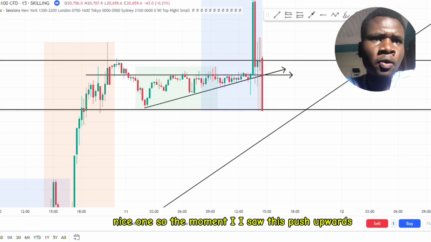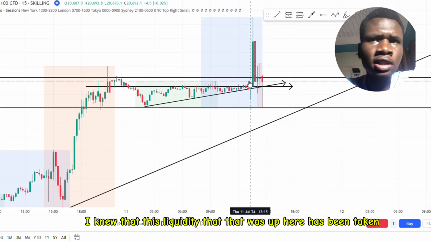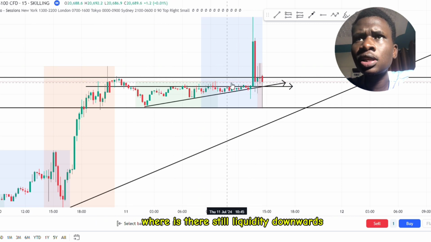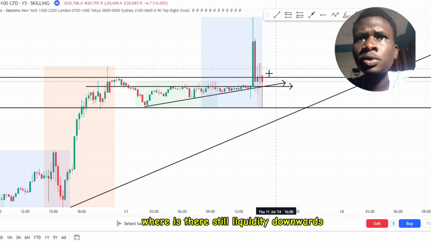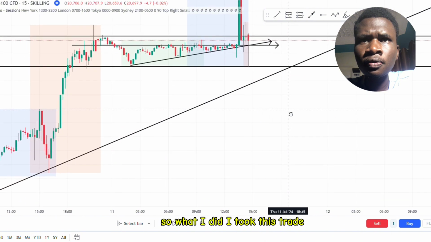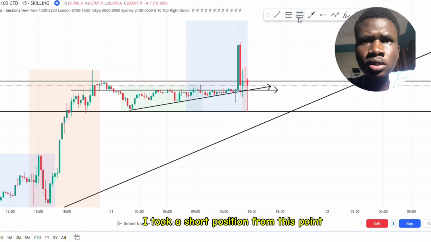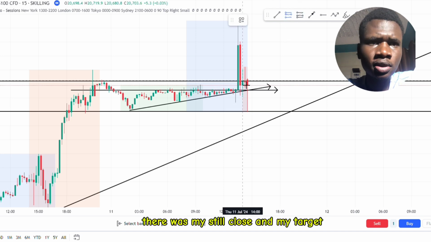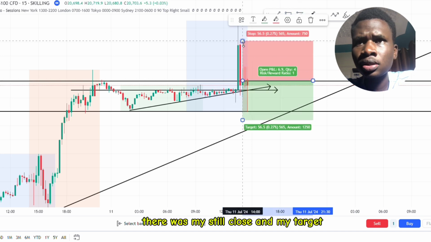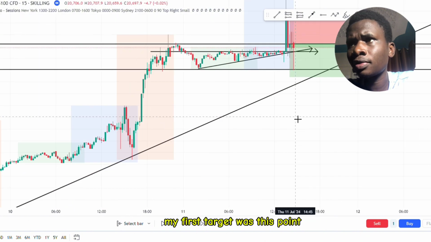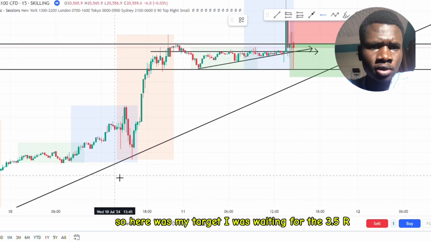been taken. Now where are we going to? Where is there still liquidity? Downwards. So what I did, I took this trade. I took a short position from this point. There was my stop loss and my target. My first target was this point. So here was my target. I was waiting for the 3.5R, and this is what played out.